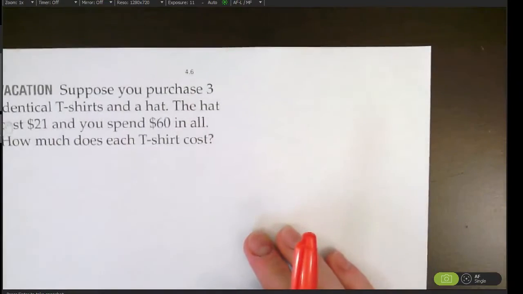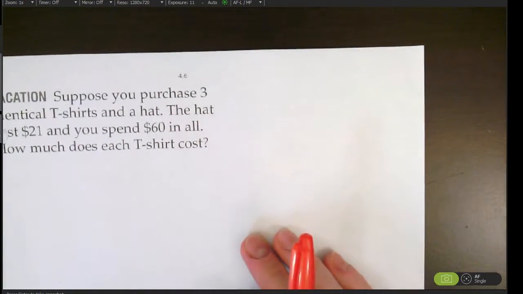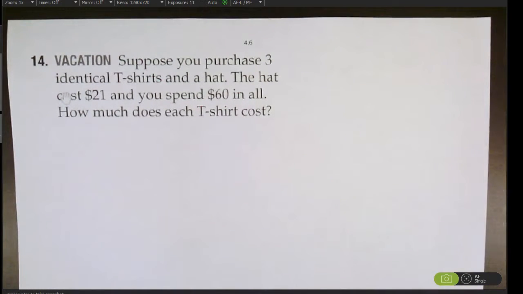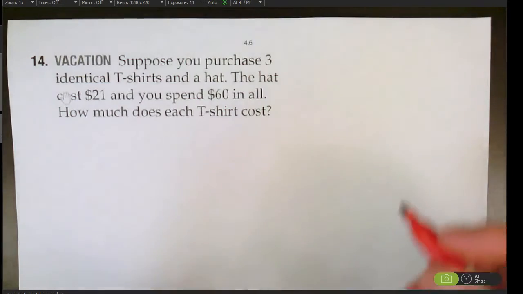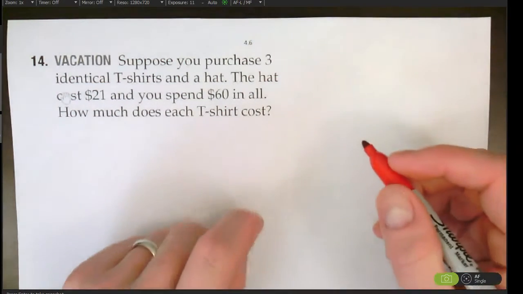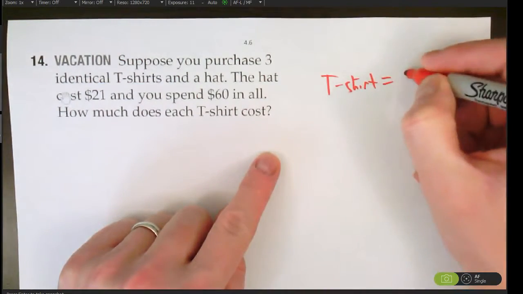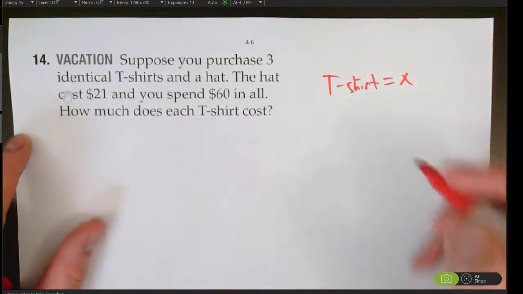Okay. All right then. Next one, number 14. Suppose you purchase 3 identical t-shirts and a hat. The hat costs $21 and you spend $60 in all. How much does each t-shirt cost? So we're going to call the cost of a t-shirt X. We don't know its cost.